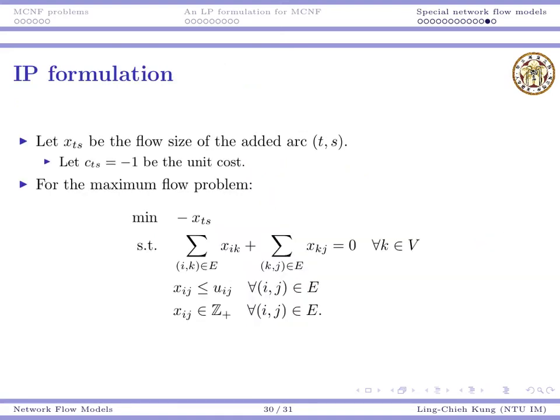Again, there is a formulation. Cost is -1 for the arc from T to S. And then for each node, the incoming flow must equal the outgoing flow. We have capacity constraints, and in an IP formulation, the variables must be integers. Again, we can relax it because this is a totally unimodular coefficient matrix.